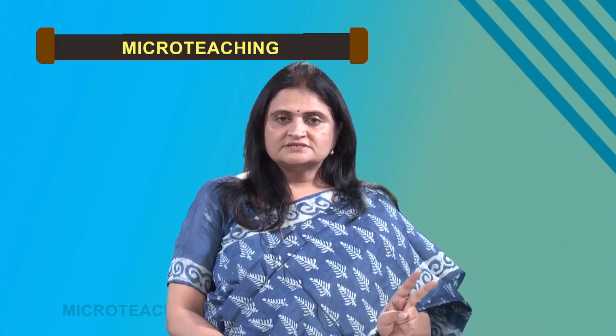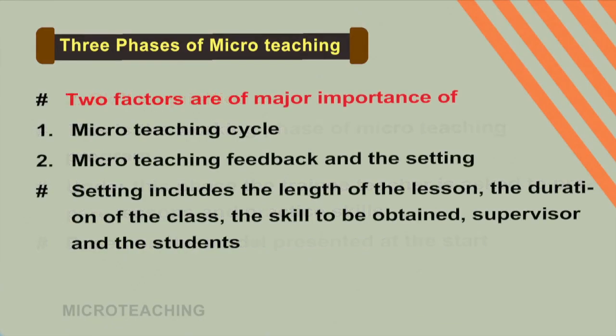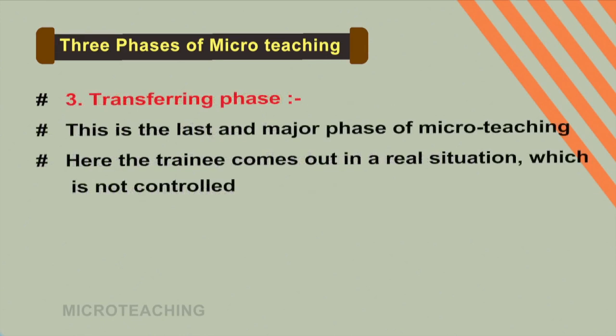So, these two factors are very, very important in a micro teaching cycle or in a micro teaching phase, and then comes the feedback. So, setting all this includes the length of the lesson, the duration of the class, the skill to be obtained, and definitely the supervisor and the students. There has to be a coordination. And then comes the third phase, which is the transferring phase.